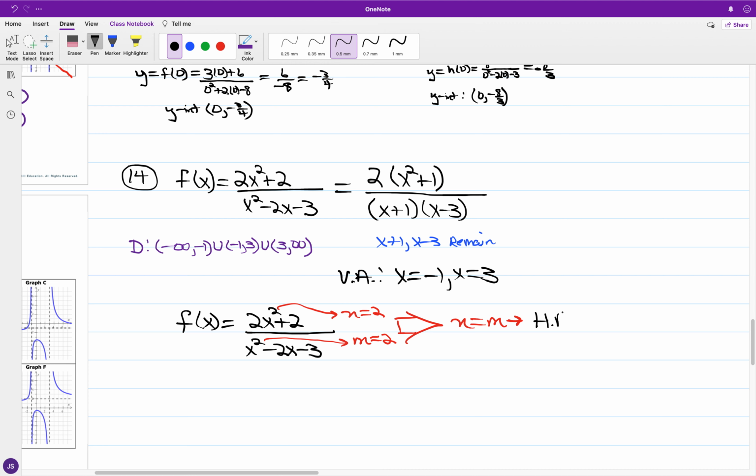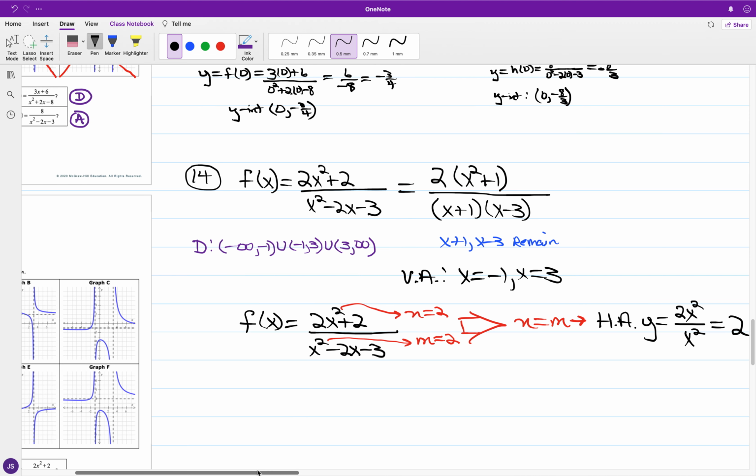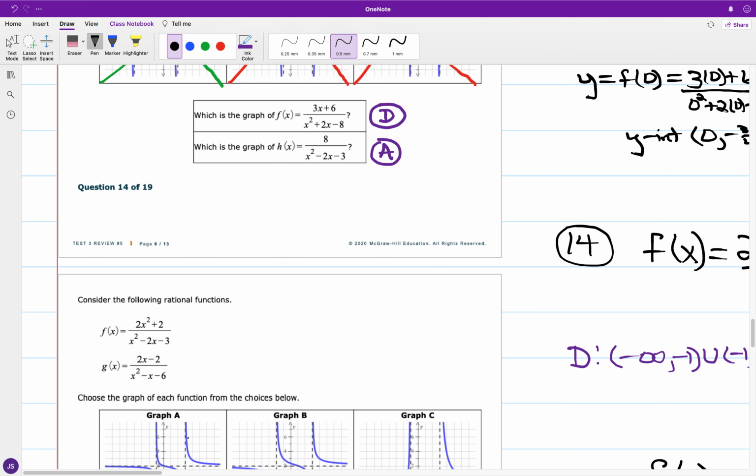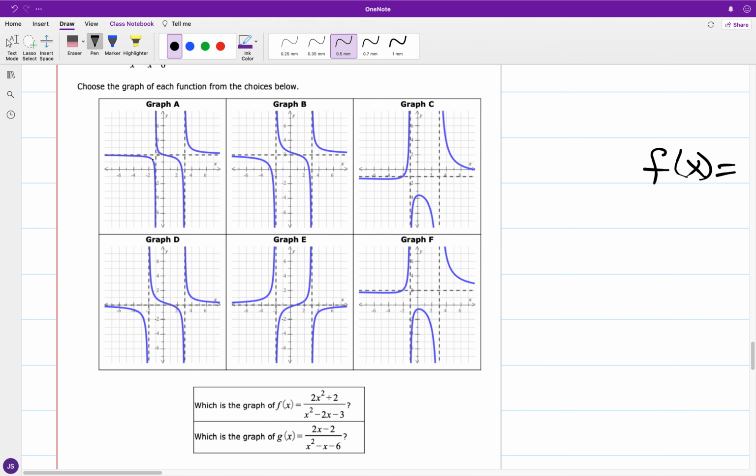So it's going to be a horizontal asymptote, and this time we have y is equal to the constant that results from taking the ratio of the highest order terms in the numerator and denominator. So from the numerator I have 2x squared, from the denominator I have x squared. Okay, so we have y is equal to 2. Just looking at what we have in the mix: the vertical asymptotes -1, 3, and y is equal to 2. Okay, so that's good for graph A.